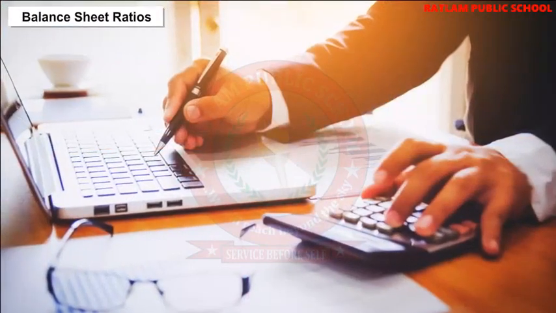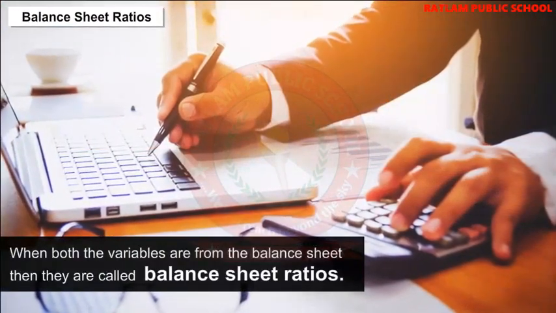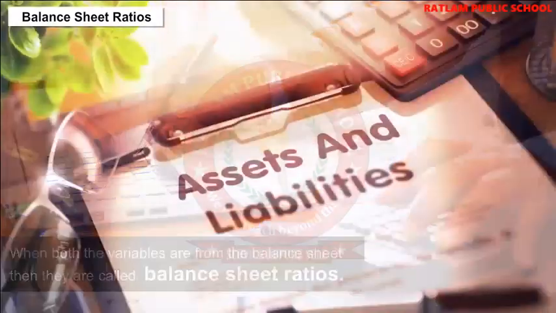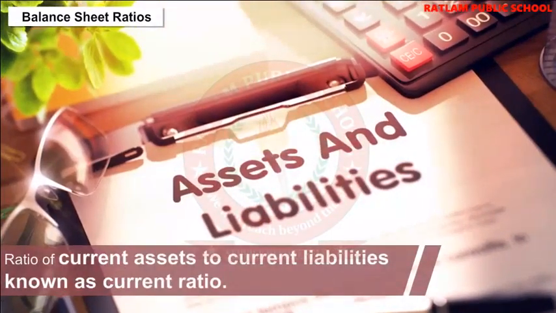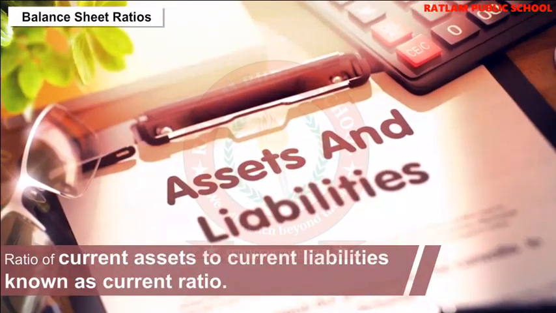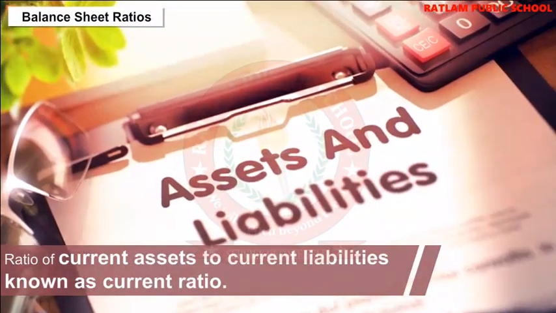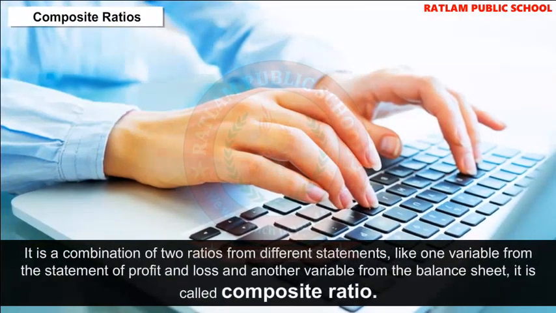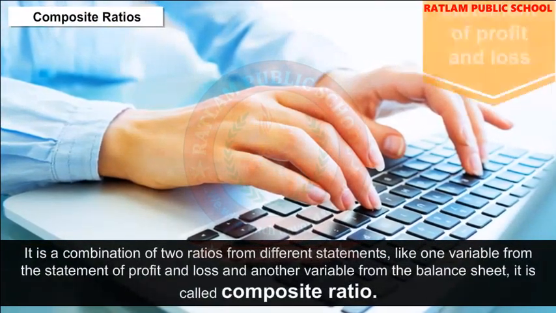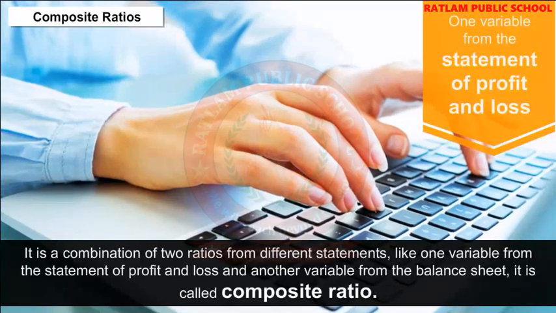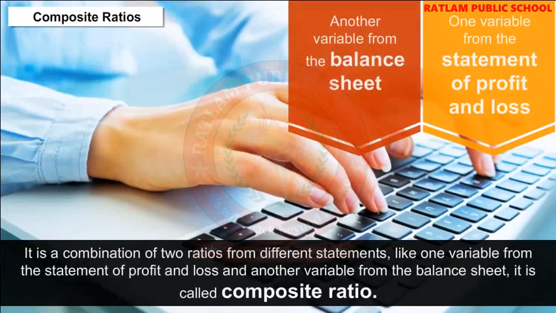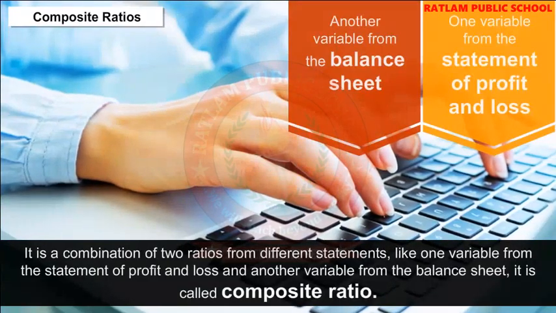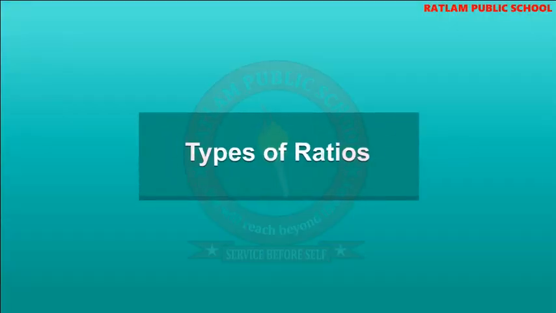Balance sheet ratios. When both the variables are from the balance sheet, then they are called balance sheet ratios. For example, the ratio of current assets to current liabilities, known as current ratio. Composite ratio. It is a combination of two ratios from different statements, like one variable from the statement of profit and loss and another variable from the balance sheet. It is called composite. Types of ratios.